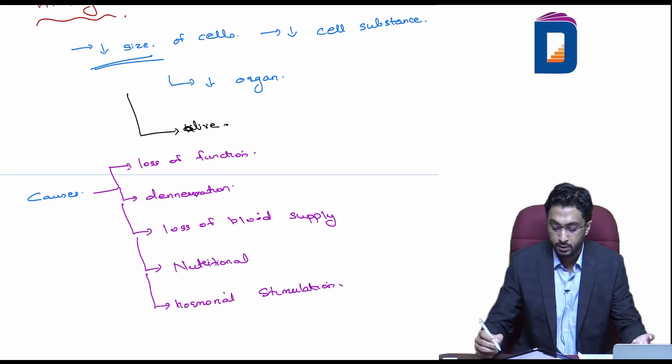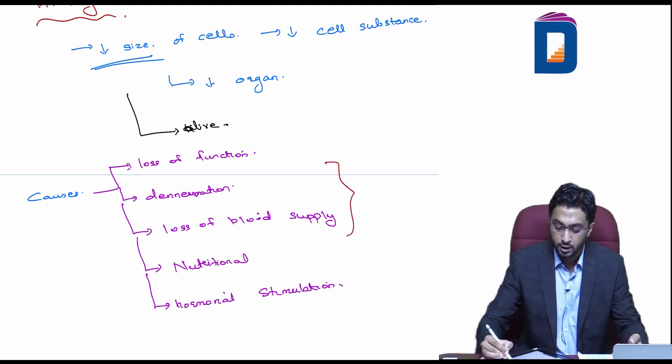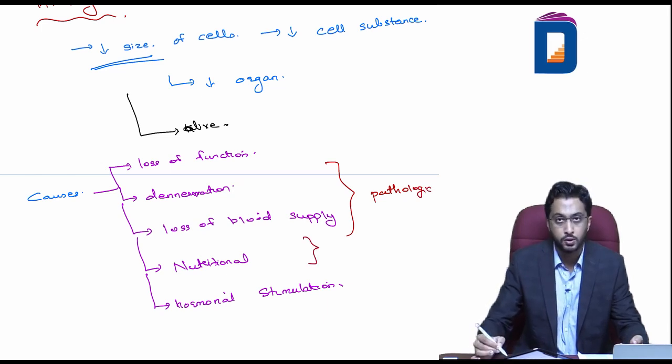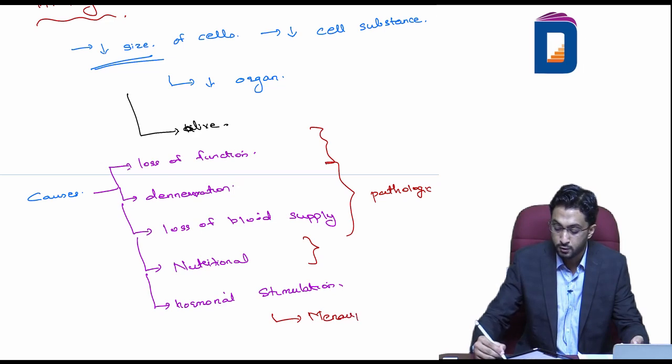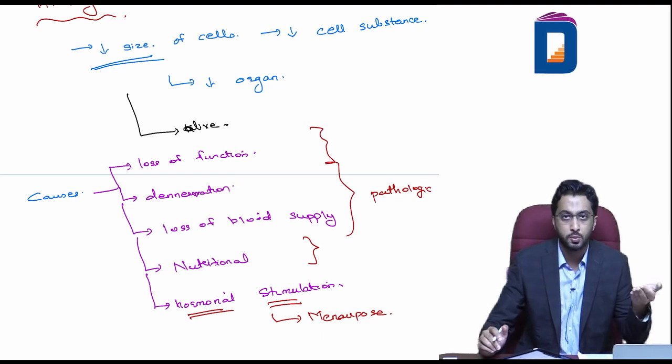Now, very typical examples you could see if they ask you: denervation and loss of blood supply is usually pathologic. Even nutritional deficiency is pathologic. Loss of function is also pathologic. But loss of hormonal stimulation in the case of menopause: when a woman undergoes menopause, there is loss of hormonal stimulation and the uterus undergoes atrophy. That's a physiological response.